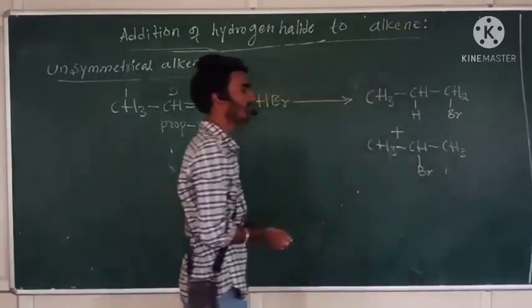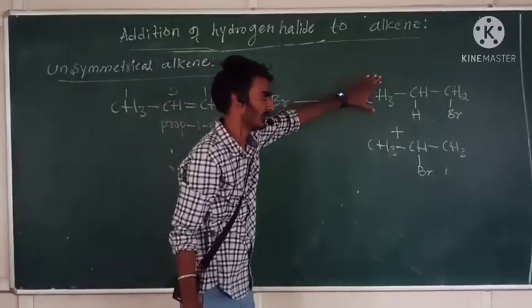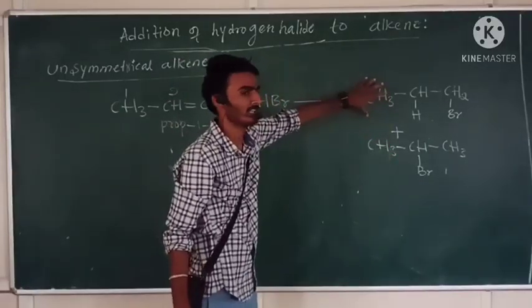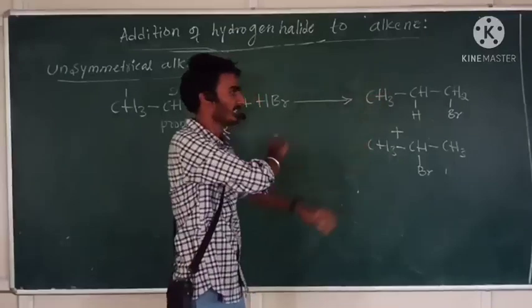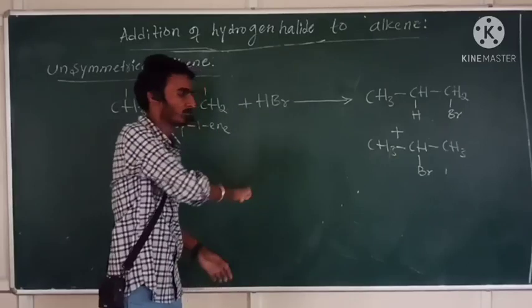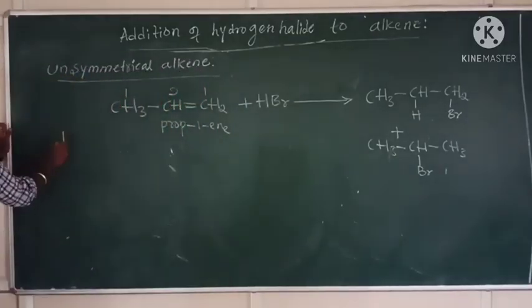There will be two products obtained. The first one is major, the second one is minor, or if this is major, this is minor, depending upon which reaction is carried out. Either it may be anti-Markovnikov or Markovnikov. So first, Markovnikov.